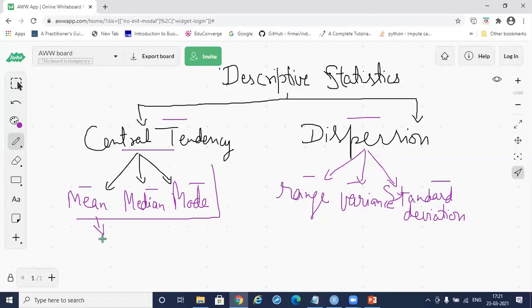What is the mean? Mean is basically adding all the data divided by the total number of counts. So sum of data divided by the total number of counts, that is the mean basically. Now let me calculate the mean. We can see how we can work with the mean.